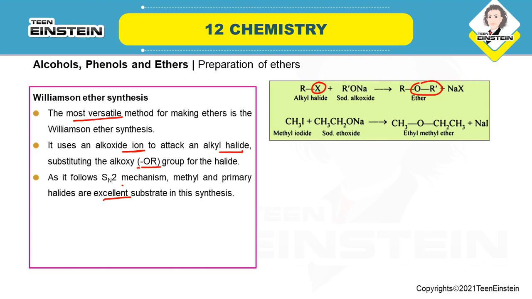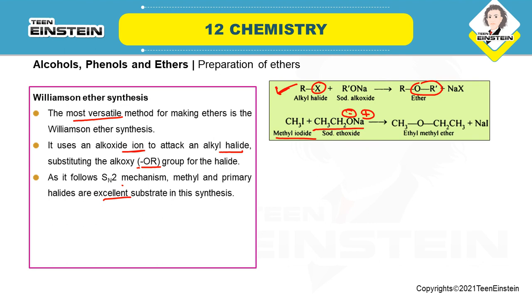So this is a general equation, but if you consider an actual equation, here we have taken methyl iodide, CH3I, and sodium ethoxide. The corresponding alcohol, that is ethyl alcohol, is what you make this ethoxide, CH3CH2O minus, from. This is plus. Now if you are wondering why we cannot directly use the alcohol, that is, why we are not using the ethyl alcohol directly.